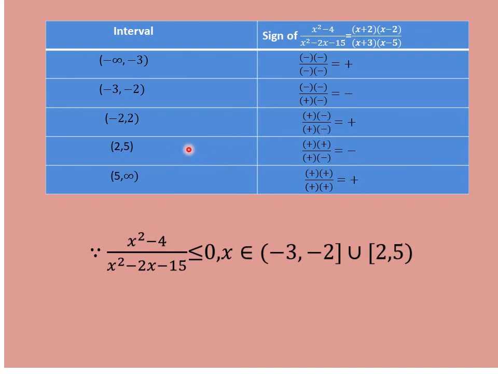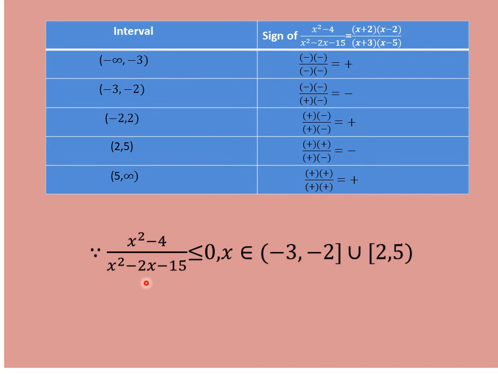In between 2 and 5 you can take 3. 3 means 3 plus 2, 5. So positive, positive, positive, negative. So positive by negative means it is negative. 5 comma infinity. Here you can take 6. So 6 means positive, positive. This also positive. So it is plus.